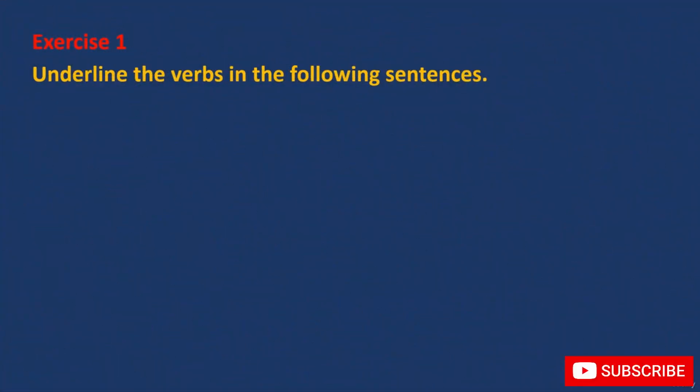Let's have some exercises to be sure that all of you are perfect now in the verbs and also in the present simple. Exercise 1. Underline the verbs in the following sentences. Number 1. The children go to school by bus. I need you to try to think and tell me where is the verb. Yes, all of you try to think. Perfect. The verb is go. Excellent. All of you are great.